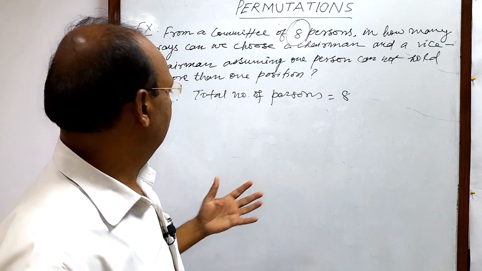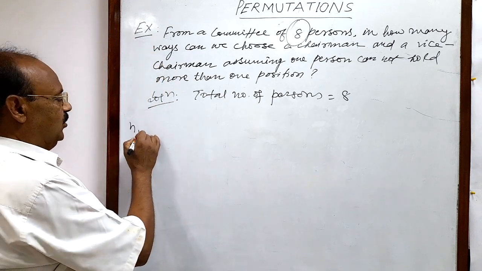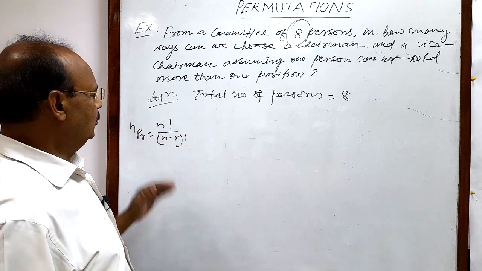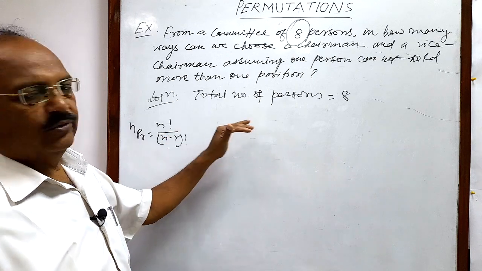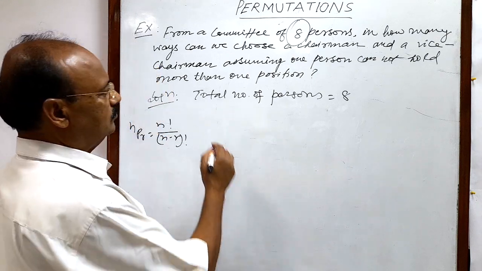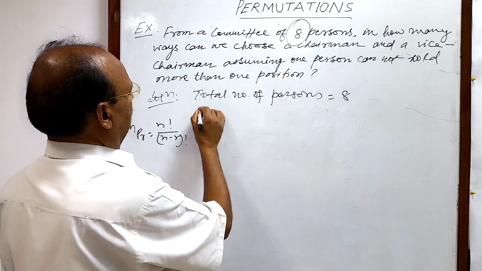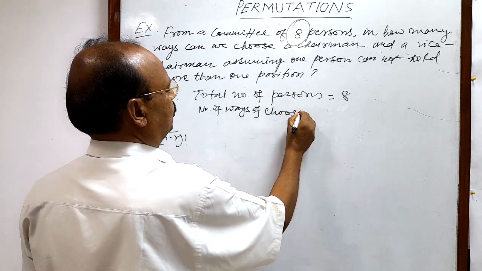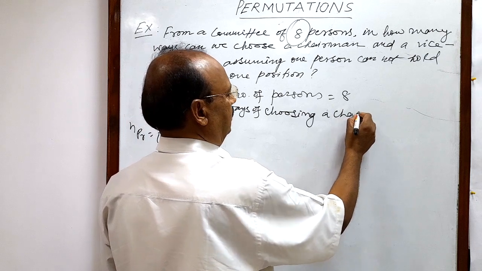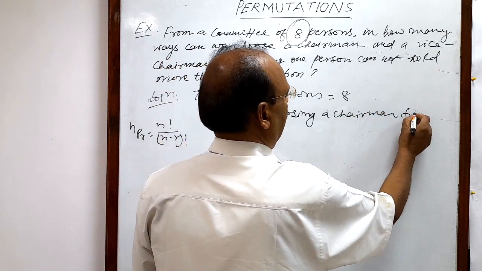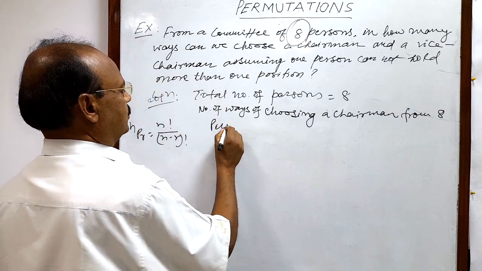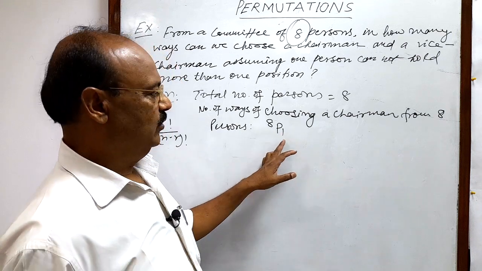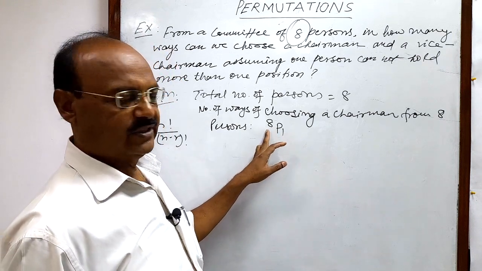8P1. We have already discussed the formula of permutation. nPr is equal to n factorial by n minus r factorial. So this formula can be used wherever we require it. Okay, so the number of ways of choosing a chairman from 8 persons will be how much? 8P1. We have to select one person as a chairman out of 8 persons.